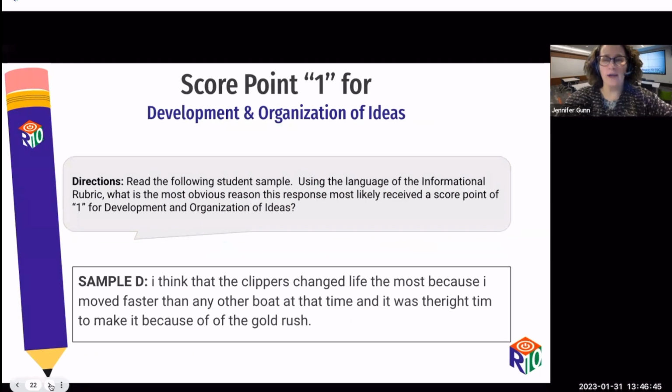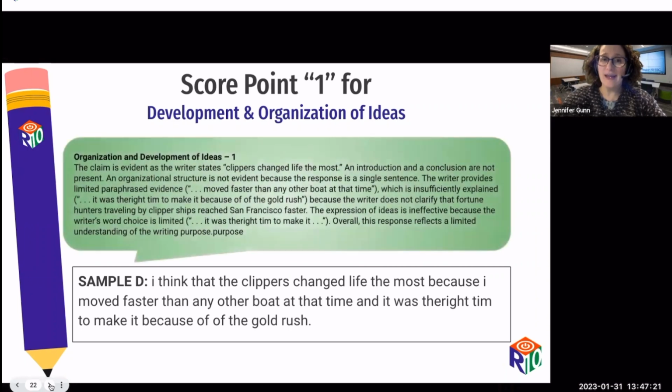Now, the next one that we're going to look at is only one sentence, which can be difficult for us to see as a score point worthy of a 1. But I want you to, as I read it, see that it does have a clear claim and it does provide some evidence. The sample from the student reads, "I think that the clippers changed life the most because it moved faster than any other boat at that time, and it was the right time to make it because of the gold rush." So again, clear claim, clippers changed life the most.